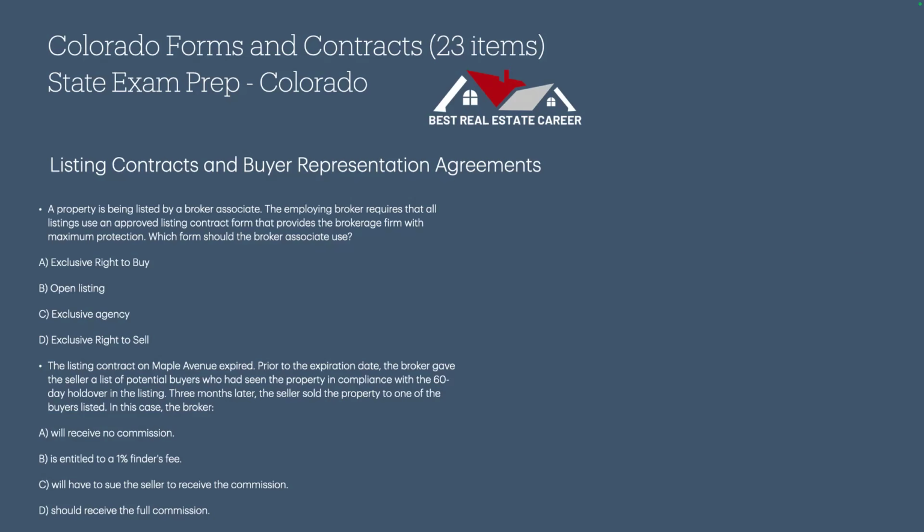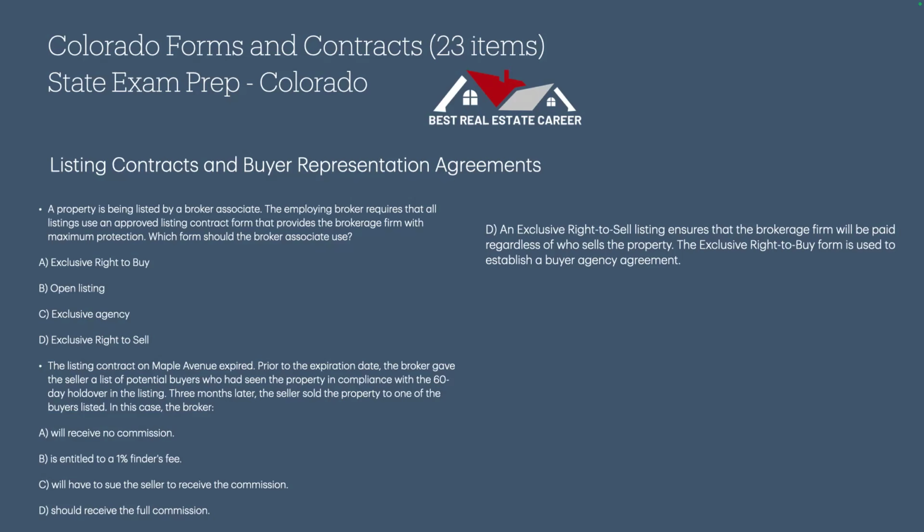All right. So an exclusive right to sell listing ensures that the brokerage firm will be paid regardless of who sells the property. The exclusive right to buy is used to establish a buyer agency agreement. So, guys, this is set up just like a very real question that you will see on the exam.